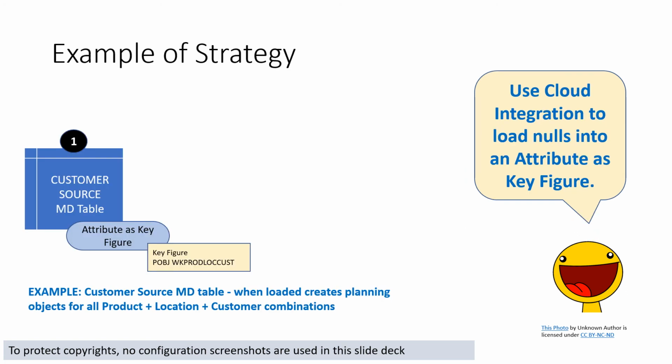This is an example of a planning object and missing period strategy. You can use the cloud integration to load nulls into an attribute as key figure on the customer source table. The customer source table has product, customer, and location. So anytime you have a new combination of product, customer, location, you also populate that attribute as key figure with a null value.